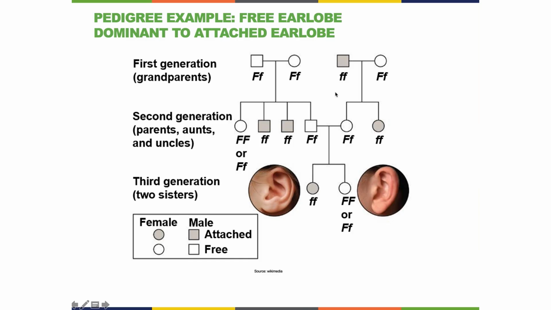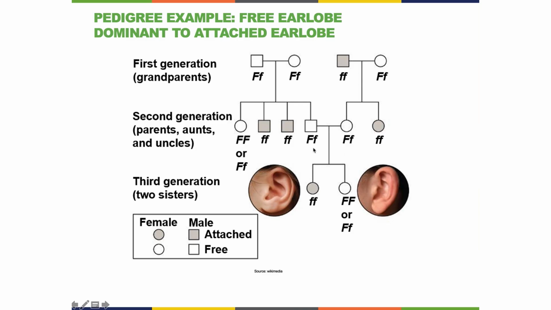Now, let's work backwards. In order for these two to be homozygous recessive, they had to get a recessive allele from each parent. And since each parent does not have attached earlobes, they have to have at least one dominant allele. Both of these individuals are heterozygous. Because this couple had a homozygous recessive daughter, they both had to contribute a recessive allele for attached earlobes. Because this person has free earlobes, they have to have a dominant allele. They have to be heterozygous.